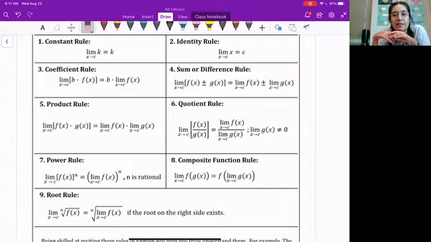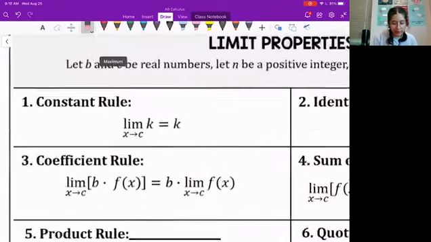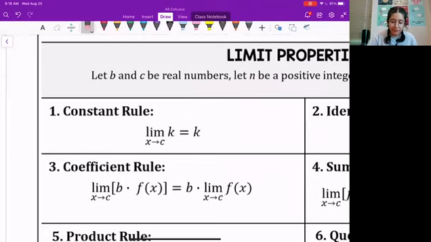Right now you might be looking at these 9 rules like, what, this looks weird and scary. But I guarantee you by next week, all of these properties will be second nature. They're all pretty intuitive and they're exactly what you hope you would be able to do with a limit. So I'm going to go through these one by one. First up is the constant rule.